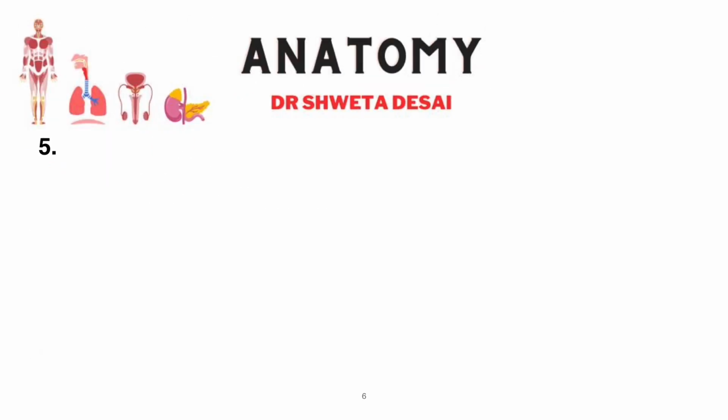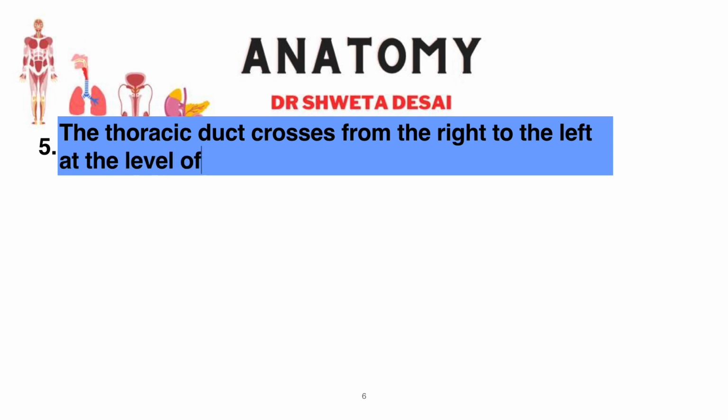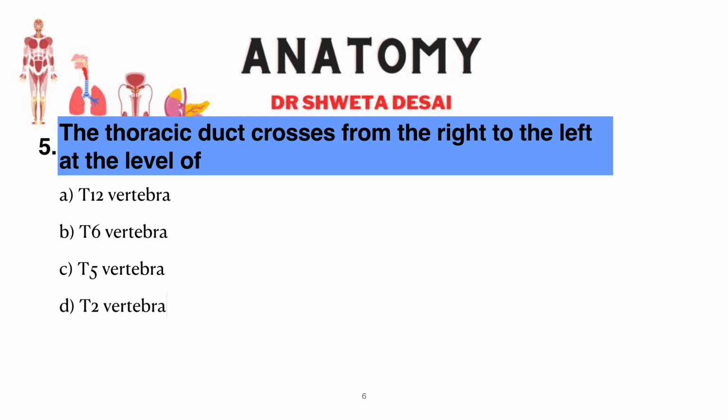Question number 5. The thoracic duct crosses from the right to the left at the level of: A. T12 vertebra, B. T6 vertebra, C. T5 vertebra, D. T2 vertebra. The correct answer is C. T5 vertebra.